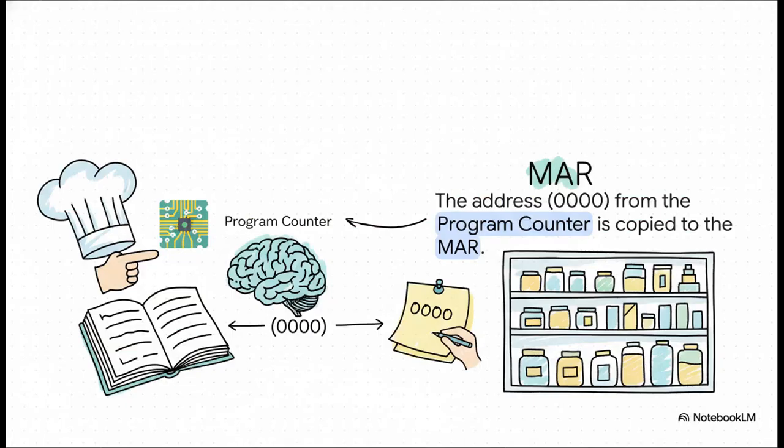So it all starts with the chef checking where they left off. Inside the CPU, there's a special counter called the program counter. Just think of it like a bookmark in the recipe book. It's pointing to the next line we need, at address 0000. To go get it, the chef copies that address onto something called the memory address register. You can just imagine that as a little post-it note with the pantry shelf number written on it.